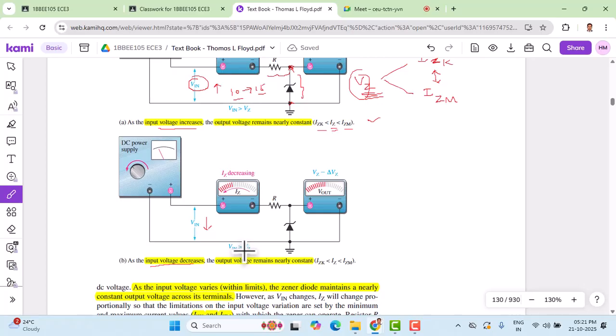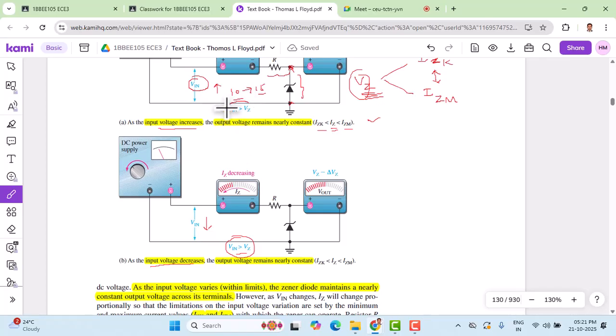In this example, they have taken the input voltage greater than VZ, because to perform the Zener action, the input voltage cannot be less than VZ. It has to be greater than VZ. If you make the input voltage less than VZ, we are entering the lower knee region, and that is not allowed here.